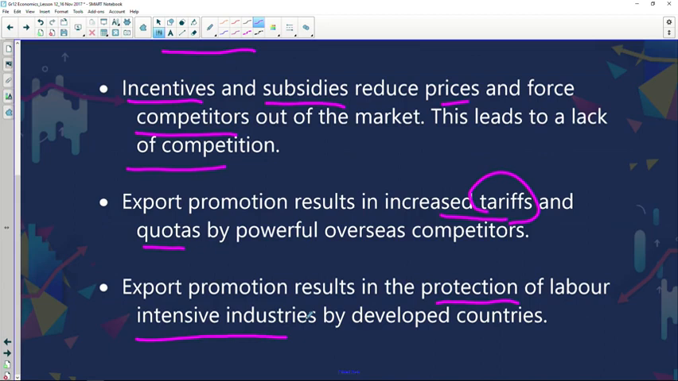This protection of labor and intensive industries by developed countries becomes a disadvantage because then what's going to happen to the developing countries that still need to grow themselves, improve themselves, and that are still dealing with high levels of unemployment? So what happens to those countries? The developed countries are advantaged by the system, whereas the developing countries will not benefit as much as the developed countries are benefiting from this approach.